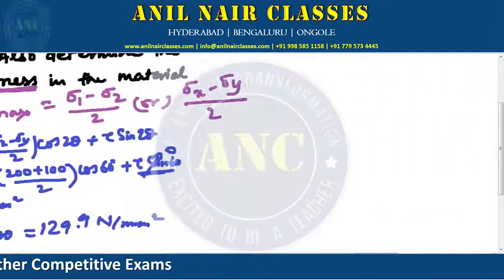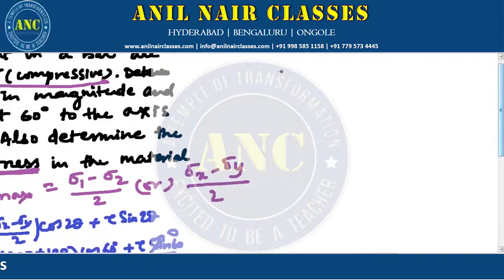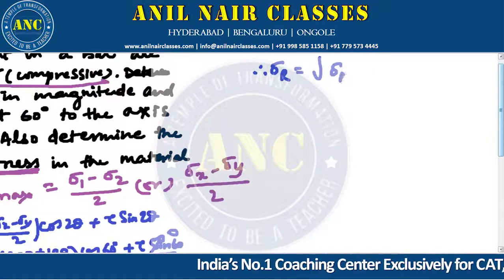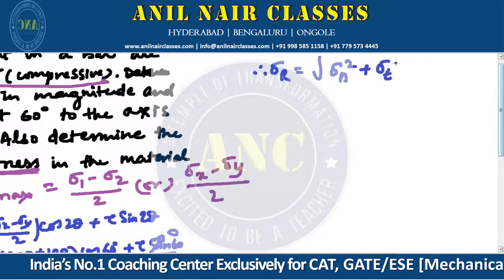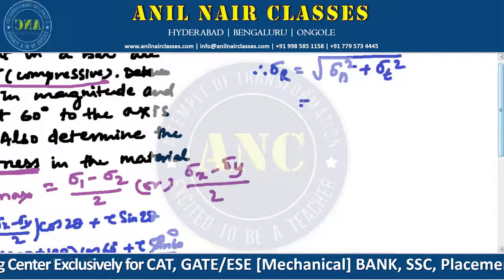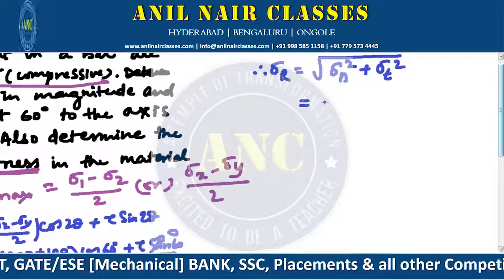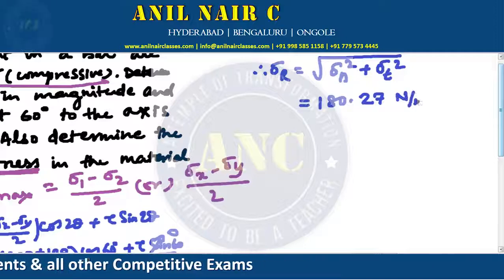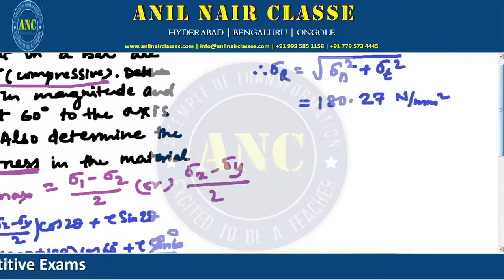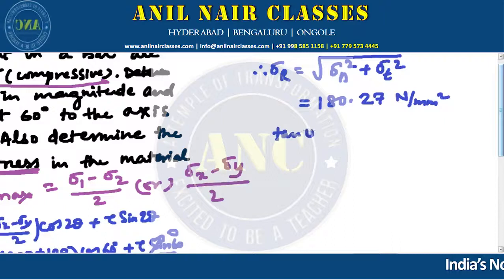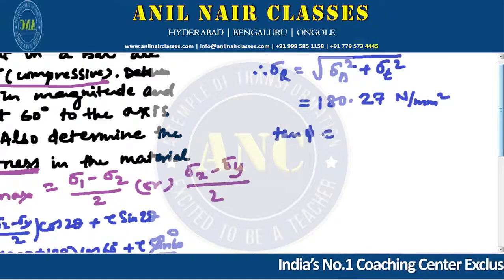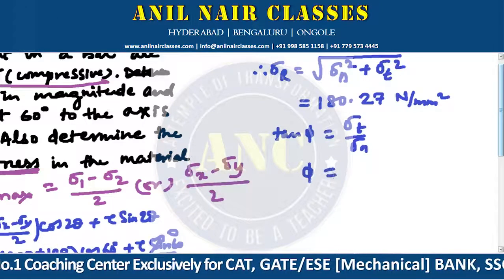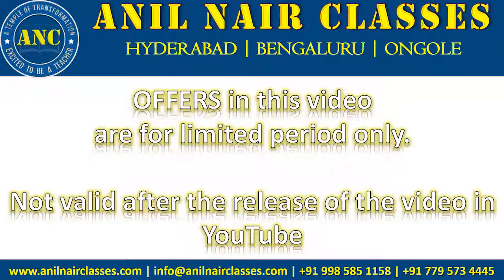So from here we get to know that sigma r, that is the resultant stress, is nothing but the square root of sigma n square plus sigma t square. So we'll put the value of sigma n and sigma t, and we come across 180.27 Newton per mm square. Therefore we can find the value of the angle of obliquity, that is sigma t by sigma n. Therefore phi is equal to 46.